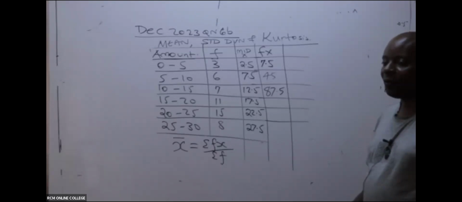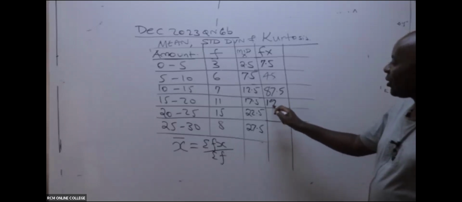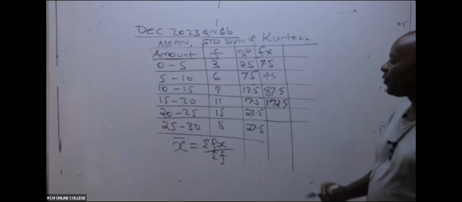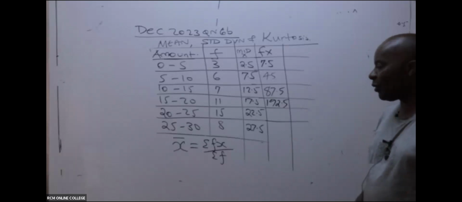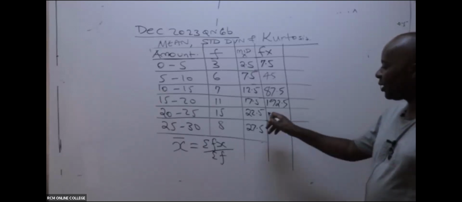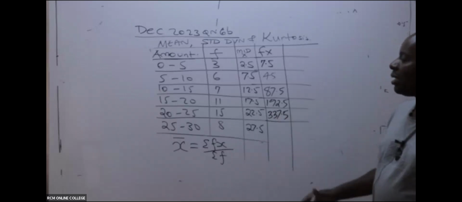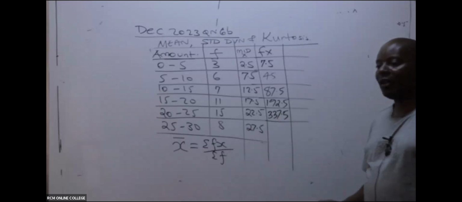11 times 17.5. So please give me an answer, 192.5. So here we have 192.5. Then we have 15 times 22.5, which is 337.5. Then lastly, we have 8 times 27.5.